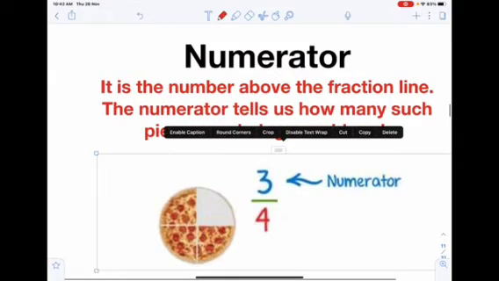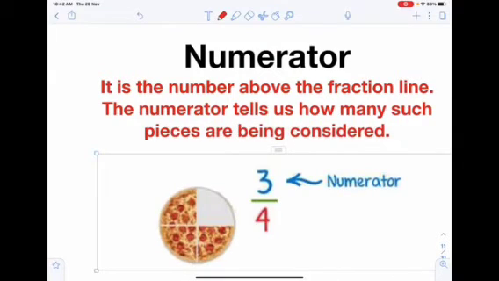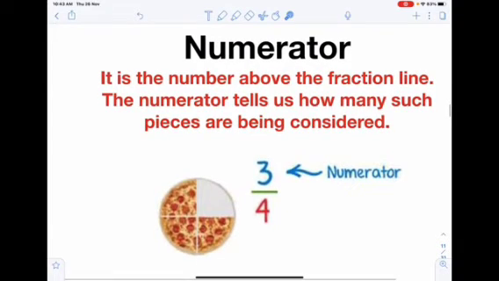Now, what is a numerator? Numerator, it is the number that is above the fraction line or above the dividing line. The numerator tells us how many such pieces are being considered. For example, again, we are taking a lot of examples of pizza now. Don't start demanding that you need to eat one. You can enjoy after all the pandemic scaring episodes are over.